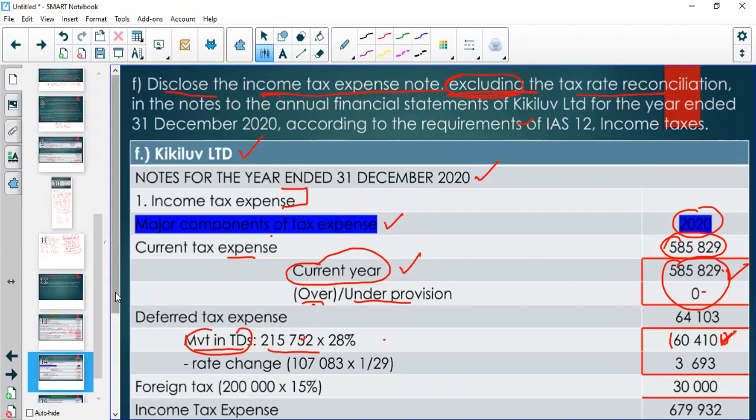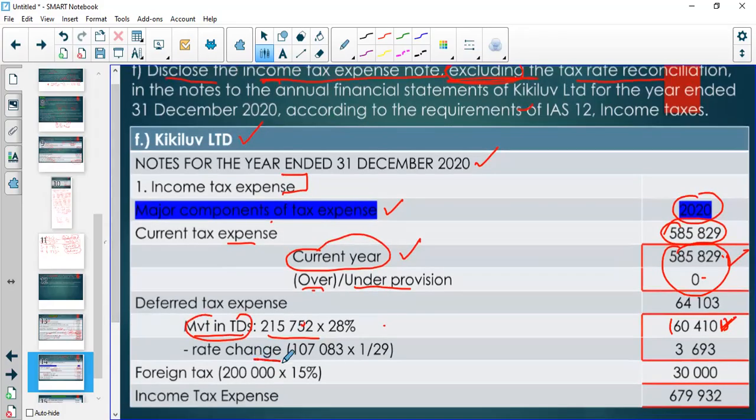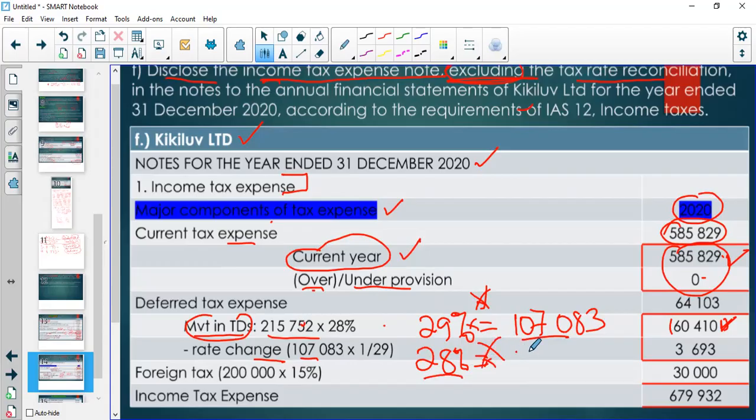All right. Then there's a rate change. So previously we calculated our deferred tax at 29% last year, right? 29%, and we had an asset worth 107,083. But if we use 28% now, because the rate has changed, our asset is going to be smaller, because it was 29% of some amount, which gave us this. But because the tax rate has changed, we now have to use 28% of that amount. And the asset is going to be smaller.